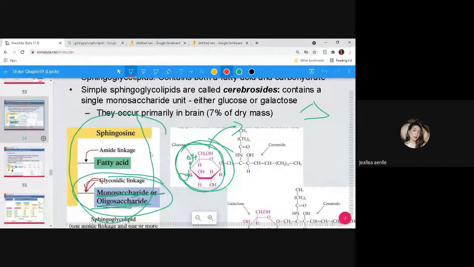Ester and ester, amide. Ester, amide, and O-glycosidic linkage. Okay, amide and then your glycosidic linkage. So, okay. So again, now we call this one again.